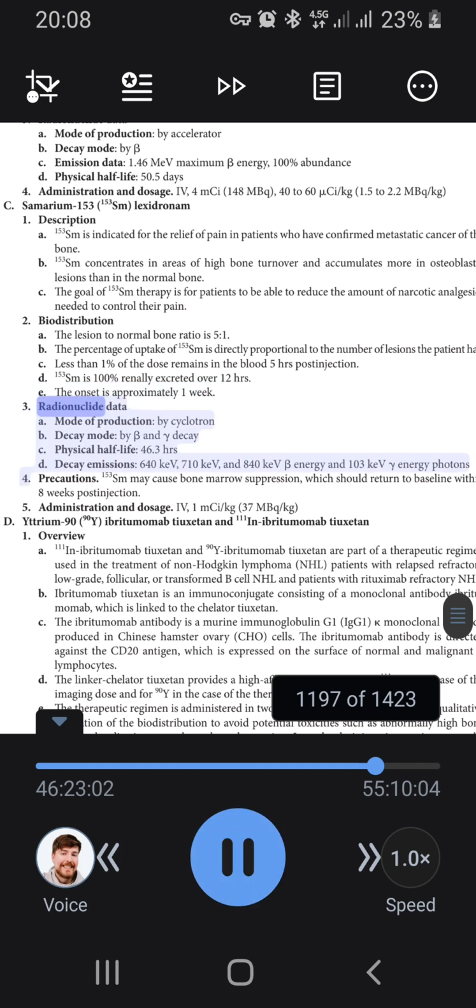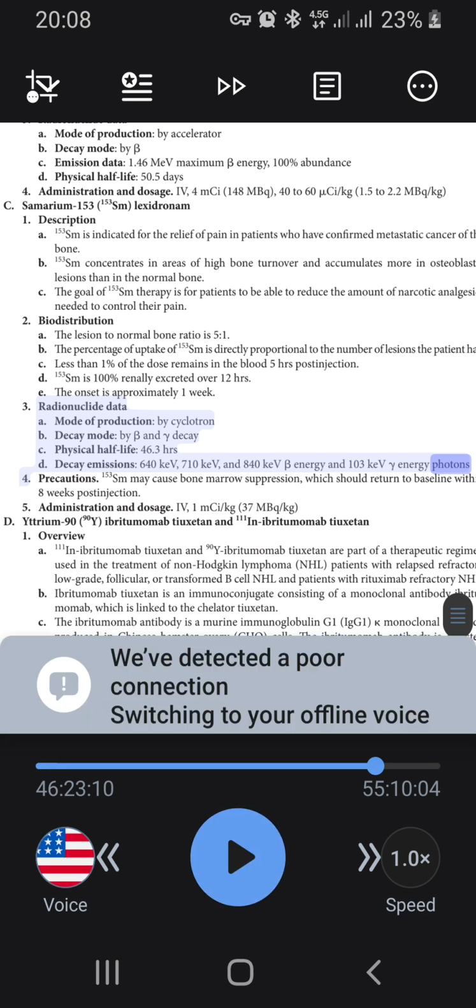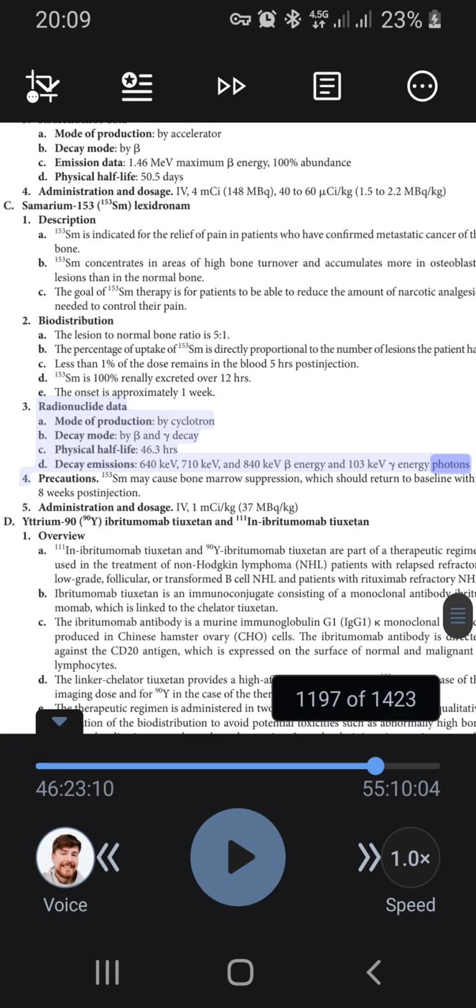3. Radionuclide data. A. Mode of production: by cyclotron. B. Decay mode: by beta and gamma decay. C. Physical half-life: 46.3 hours. D. Decay emissions: 640 keV, 710 keV, and 840 keV beta energy and 103 keV gamma energy photons.